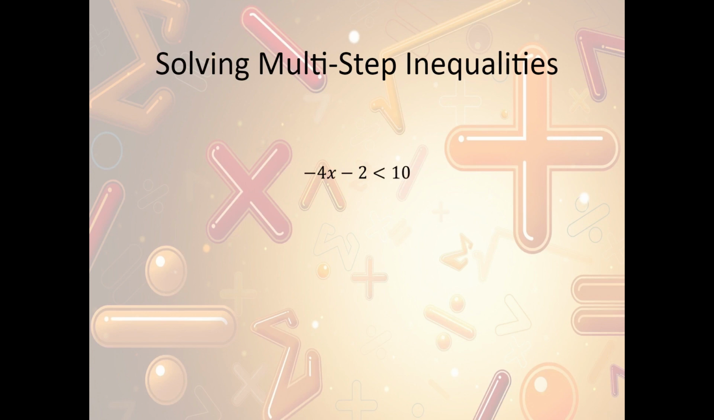Now what about this one? We got negative 4x minus 2 is less than 10. So we're going to do the same thing. So we're going to treat it like an equal sign and add 2 to both sides. And we're left with negative 4x is less than 10 plus 2 is 12.